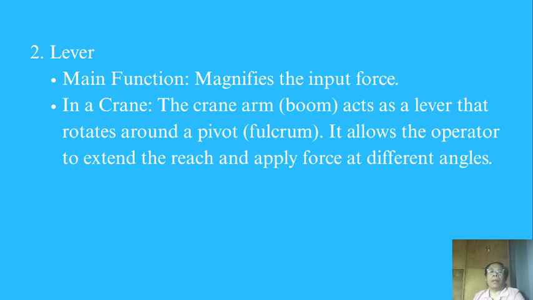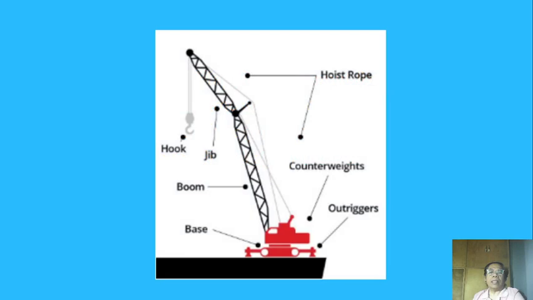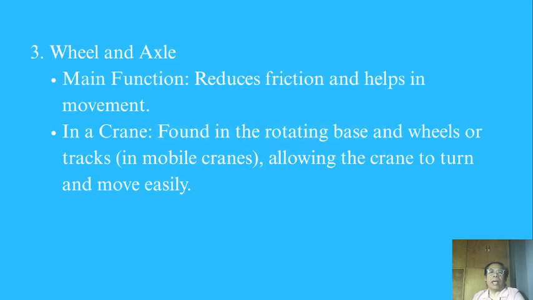Number two, lever. Main function: magnifies the input force. In a crane, the crane arm, which is the boom, acts as a lever that rotates around a pivot, the fulcrum. It allows the operator to extend the reach and apply force at different angles. So that's another illustration of a crane. And number three, wheel and axle. Main function: reduces friction and helps in movement.